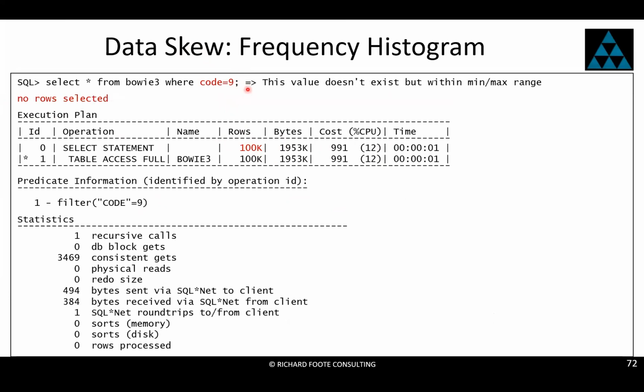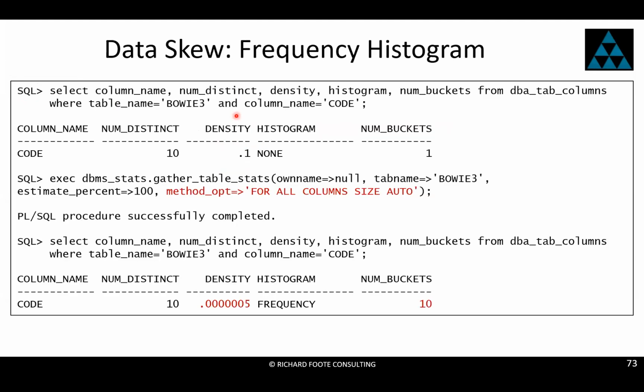But 9 doesn't exist. So by default, what does it do? It picks the lowest value. Okay, and my lowest value is 100,000, and 100,000 is no good. At the moment I don't have a histogram, so it's got no choice. It has no knowledge of this hole. So I'm going to create a histogram.